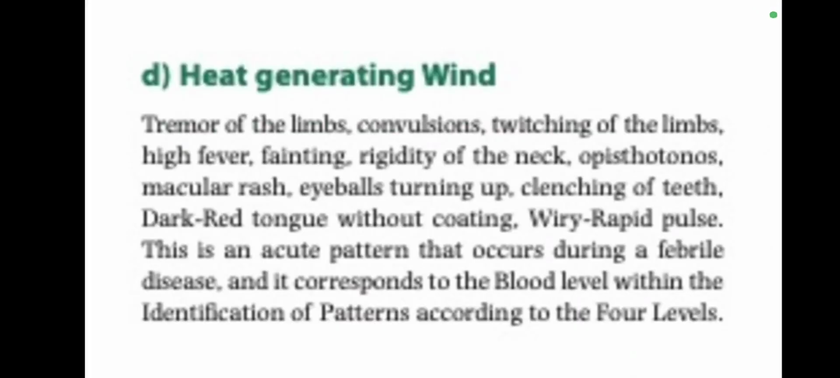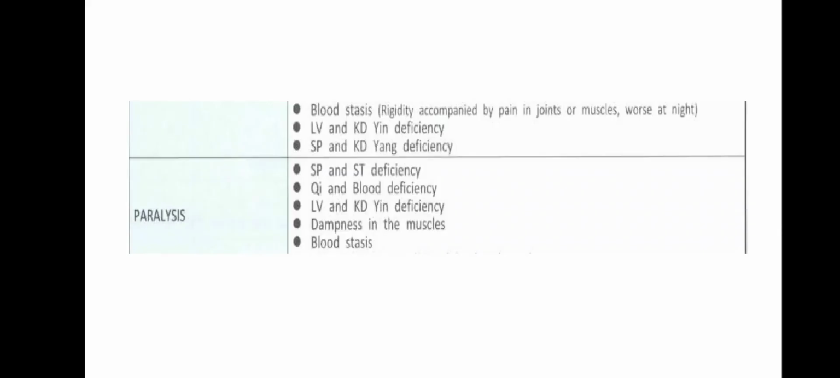If it is due to heat-generating wind, there will be tremor of the limbs, convulsions, twitching of the limbs, high fever, fainting, rigidity of the neck, opisthotonus, macular rash, eyeballs turning up, clenching of teeth, dark red tongue with coating, and a pulse that is wiry and rapid. This is an acute pattern that occurs during a febrile disease, and it corresponds to the blood level within the identification of patterns according to the 4 levels.